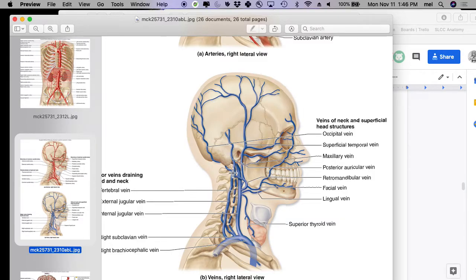And then the last little bit of blood that we have, that 25%, would get dumped into the vertebral vein, that gets dumped into the subclavian, that gets gathered into the brachiocephalic, and into the superior vena cava. Does that make sense? Okay.